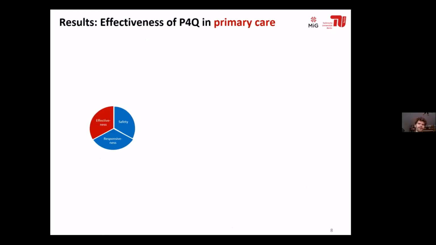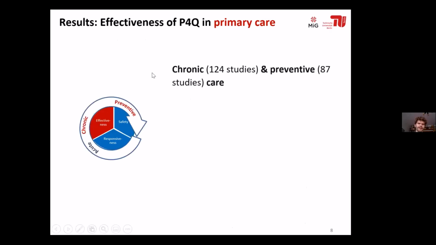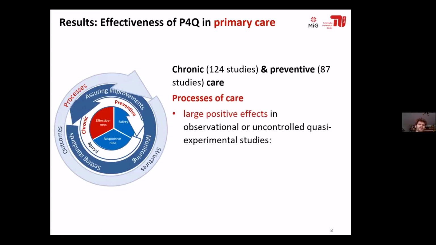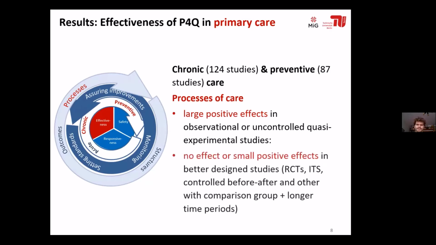Using again the framework to understand the results of the systematic review of reviews, we first look at the effectiveness of pay for quality in primary care, and on studies that evaluated the effectiveness in chronic care and in preventive care. Most studies, in fact, focused on the effectiveness in chronic care. The reviews included a total of 124 studies. Looking at the processes of care, these reported mostly large positive effects in observational or uncontrolled quasi-experimental studies, but no effects or small positive effects in better designed studies, so in randomized controlled trials or interrupted time series studies or other studies with a control group.